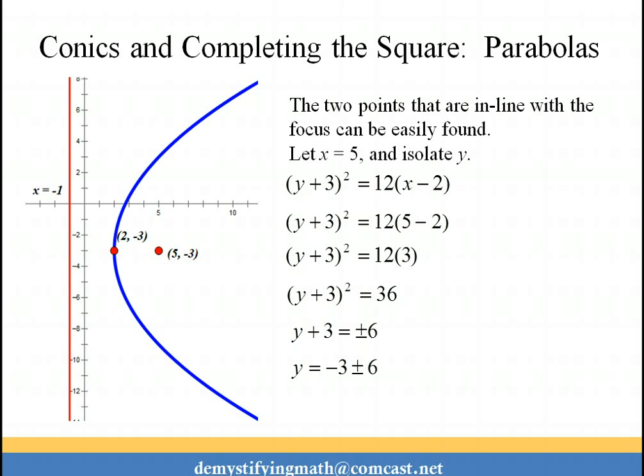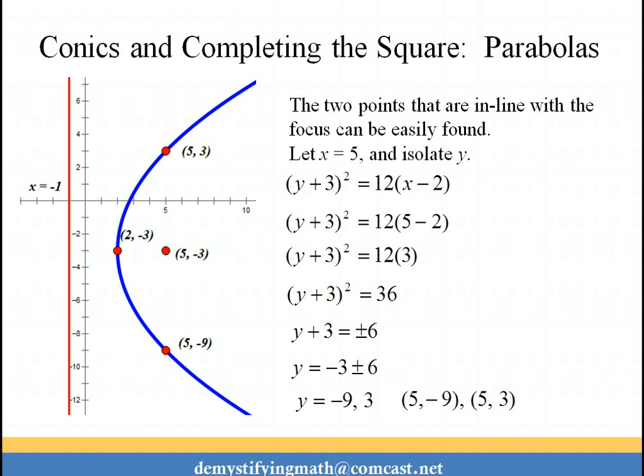So that means that the y values could be -3 plus 6 or -3 minus 6, which means that it could have been -9 or 3 for our y value, which gives us ordered pairs. So remember that we plugged 5 into the equation for x, and we're getting out -9 or 3. So that actually gives us 2 points that we can plot on our parabola. So I plotted them here, and you have (5, -9) and (5, 3) plotted. So that just gives you a better fit for your graph.